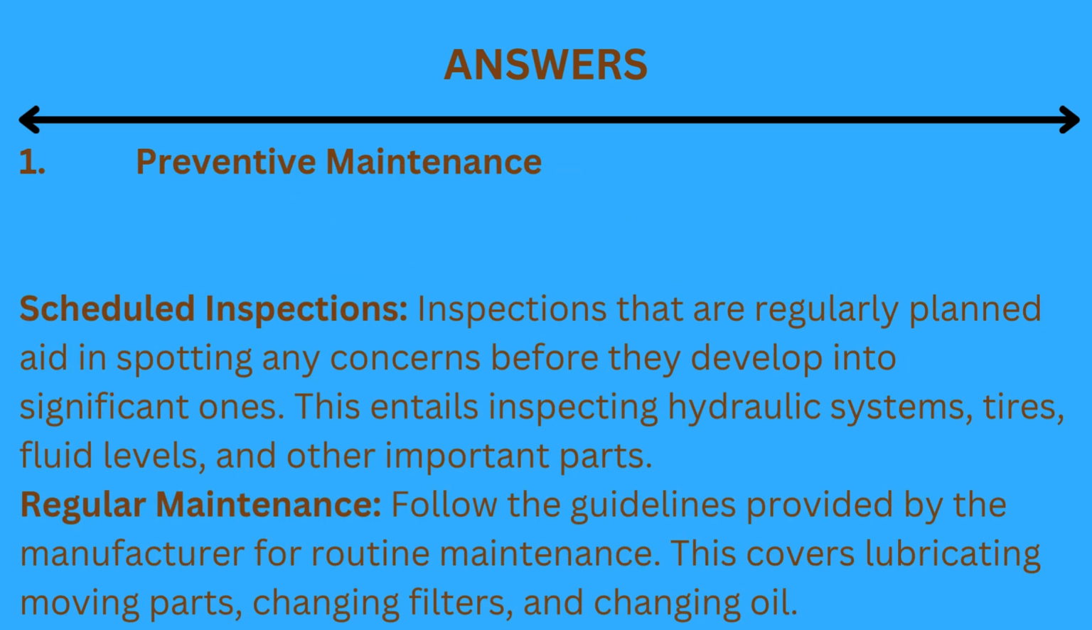1. Preventive maintenance. A. Scheduled inspections. Inspections that are regularly planned aid in spotting any concerns before they develop into significant ones. This entails inspecting hydraulic systems, tires, fluid levels, and other important parts. B. Regular maintenance. Follow the guidelines provided by the manufacturer for routine maintenance. This covers lubricating moving parts, changing filters, and changing oil.